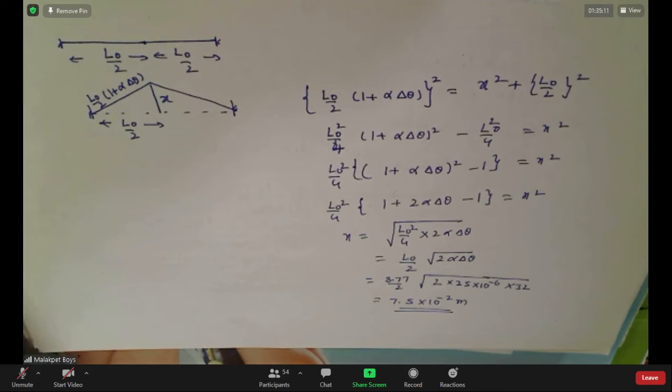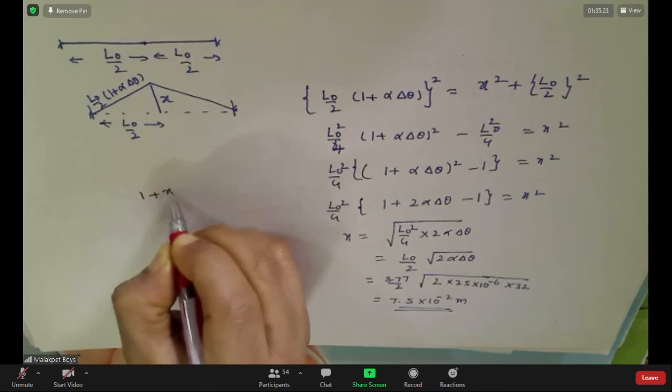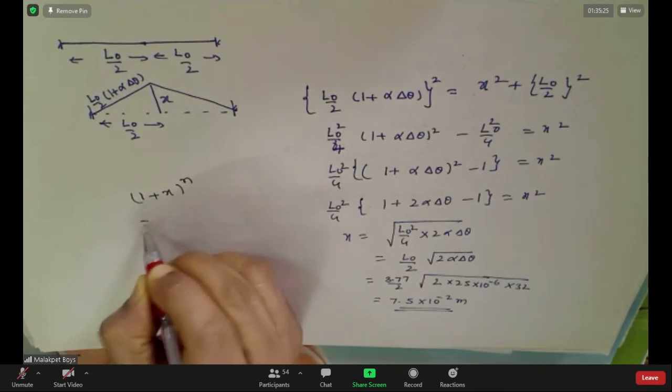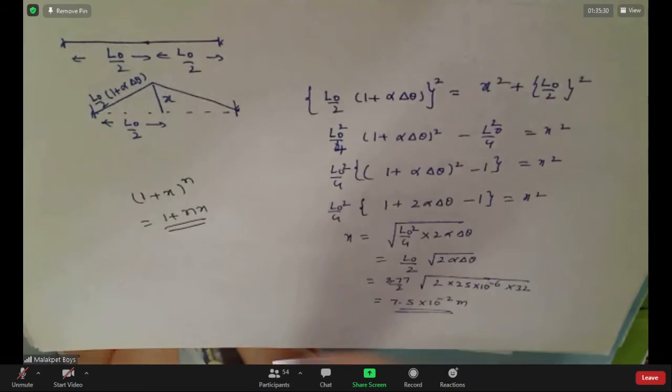What is your doubt? Somebody asked some doubt. Sir, can you please explain the binomial theorem? At the starting of this class, as I told, the binomial theorem is (1+x)^n is approximately equal to 1 + nx. This is the binomial theorem. This is a part of maths. In the beginning, I just explained this, how to apply the things. Okay, sir. Understood, sir.